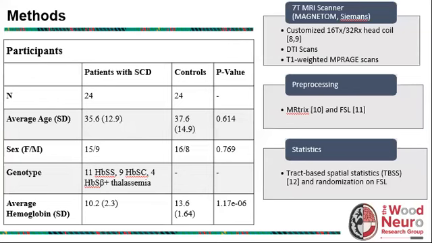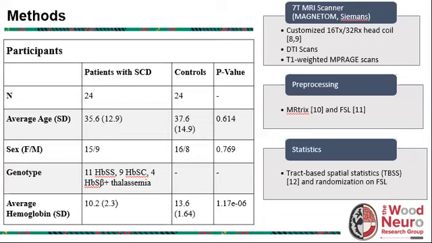In my analysis, I included 24 healthy controls and 24 patients with sickle cell disease. Of those with sickle cell disease, 11 had HbSS, 9 HbSC, and 4 HbS beta-positive thalassemia. The average age of subjects was 36, and there were no significant differences between the age and sex of the controls and patients with sickle cell disease.